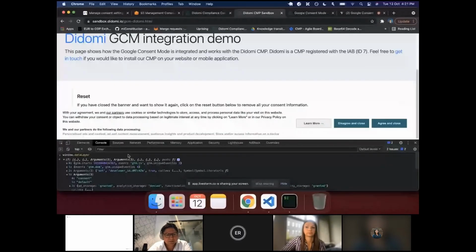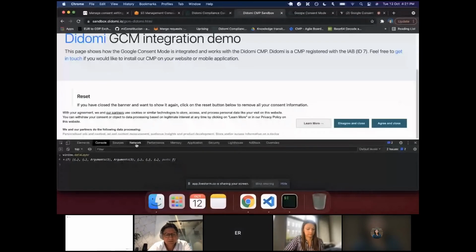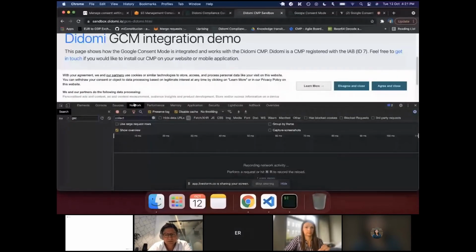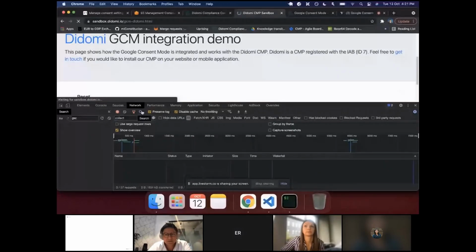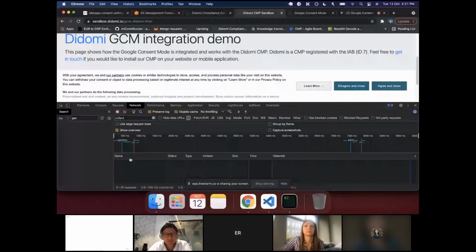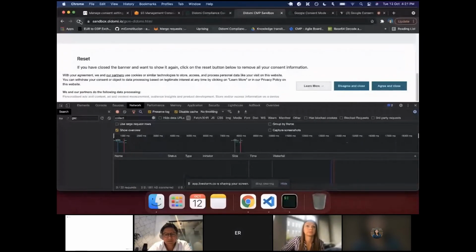Now, this is one of the ways that we use to debug. Now I know that the default status for Google Consent Mode are here. Another way that we check is using the network tab. If we reload the page, we should be able to see if the analytics are receiving the pings. One second, let me reset that one more time. Yeah, there we go.